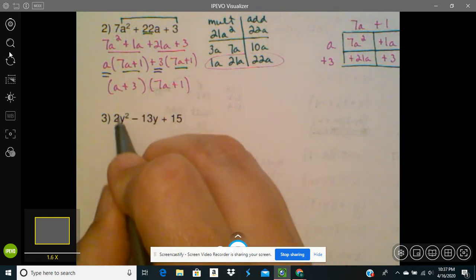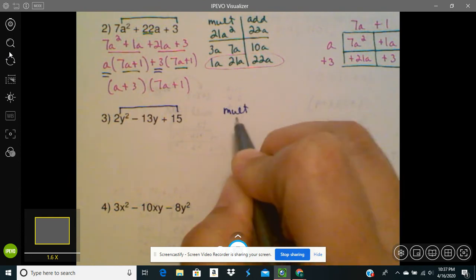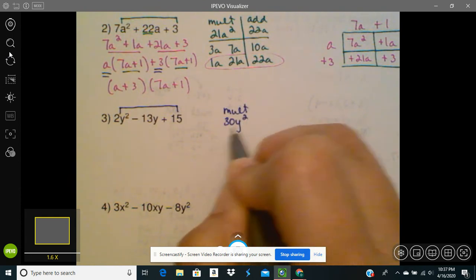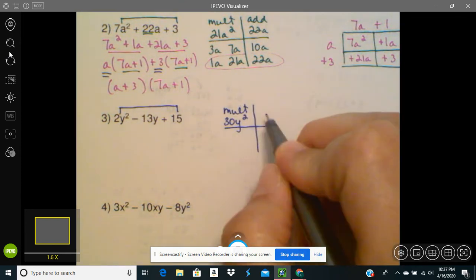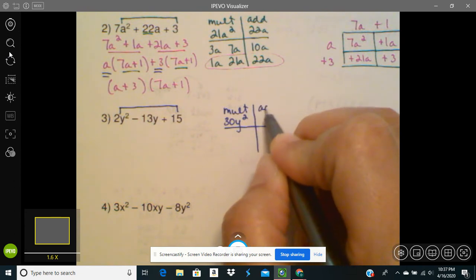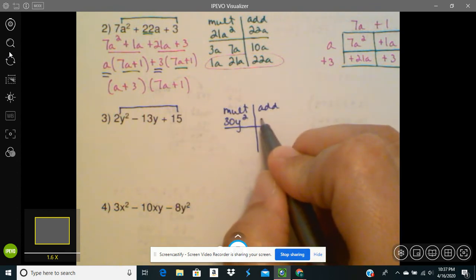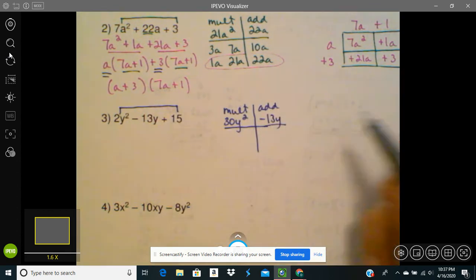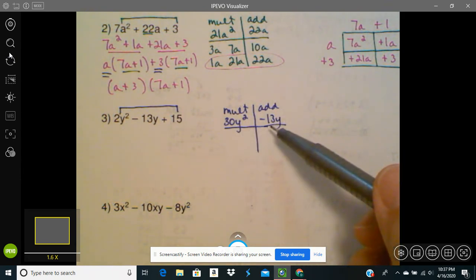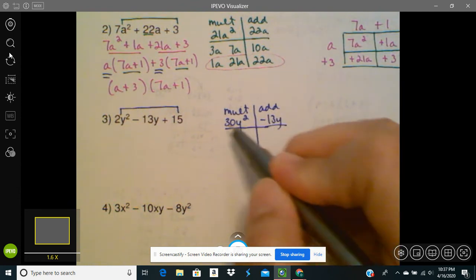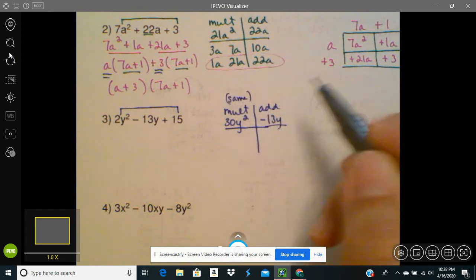I want to multiply 2y squared times 15. So my magic product here is going to be 30y squared. And on the previous lesson, I did not use the variables, but I need them here because how else can I make y squared? And I want to make sure that I've got everything covered. All right. So I notice here that I've got a positive product, but I have a negative sum. So because this is positive, both of these have to have the same sign.